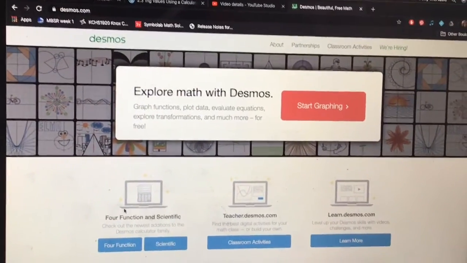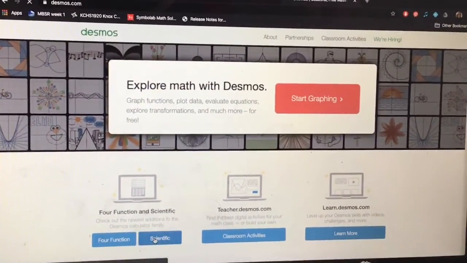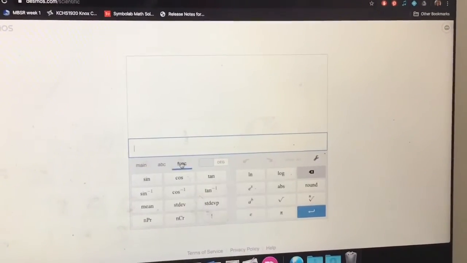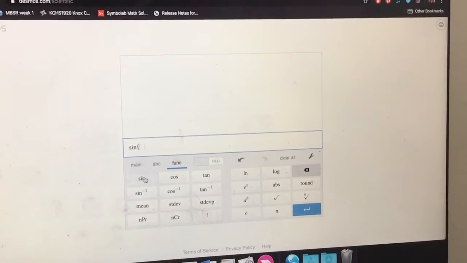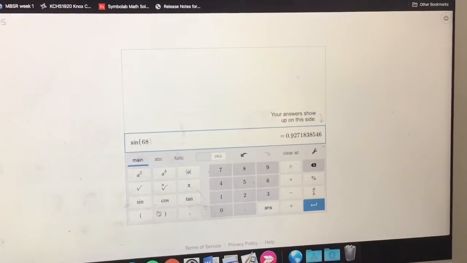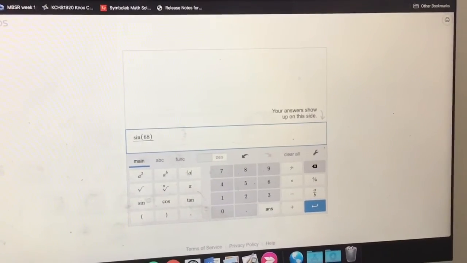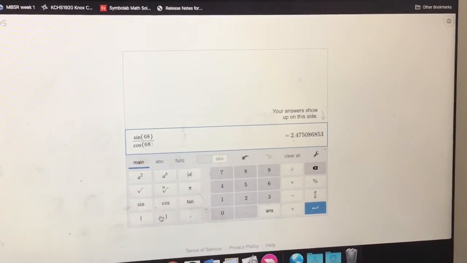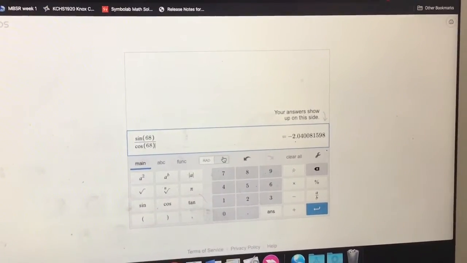If you don't have your calculator, you can go on Desmos and use their scientific calculator. Same idea. You can go to all the trig functions in the functions menu, type in your values, again making sure to close your parentheses around your trig functions, and then hit equals, and you can do it that way as well. So not having your calculator is not going to get you out of it.